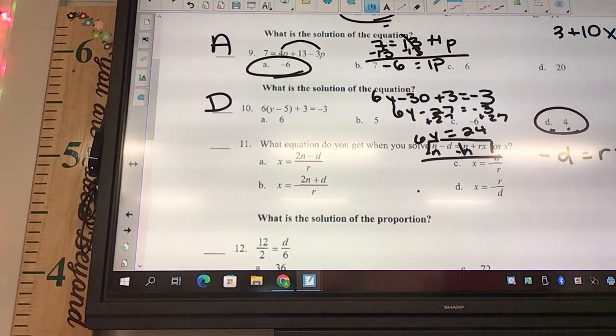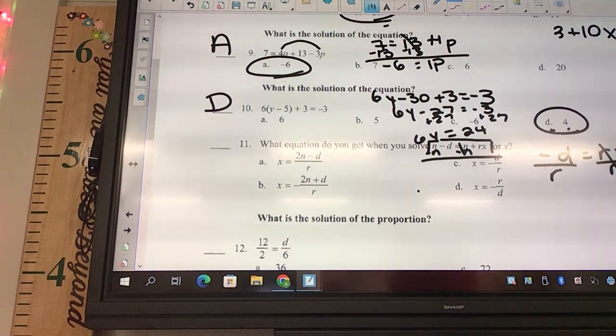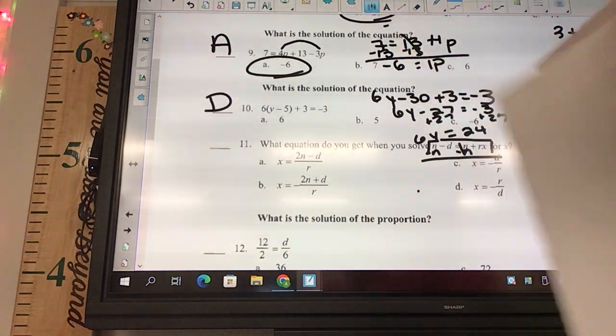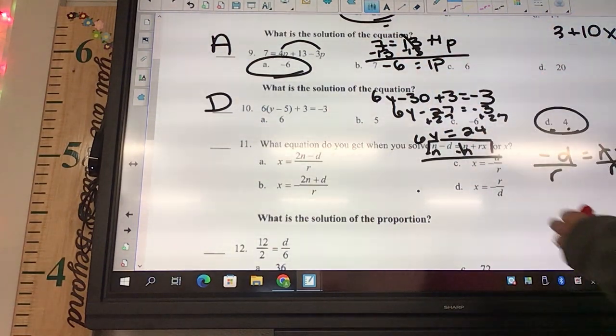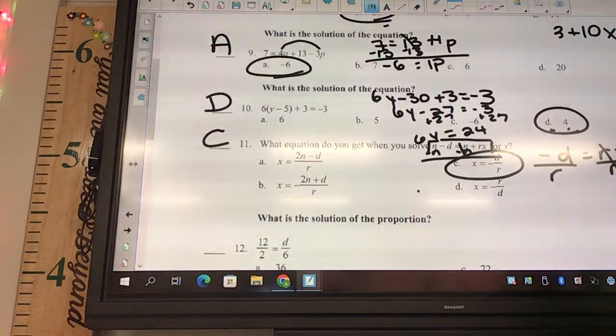So then what? What are we trying to solve for? We're going to divide. Which answer choice is that? X equals negative dr. Are you saying D? What's wrong with D? Yeah, they're backwards, so make sure that you're picking the right one.